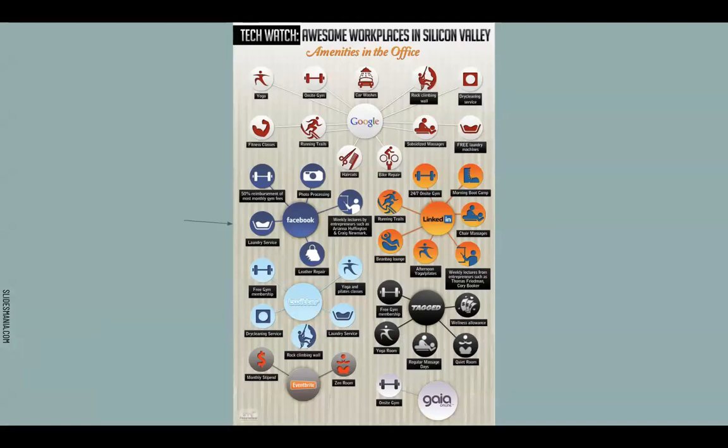This is just an example of some tech companies and what they offer. Some have gyms. Facebook has a laundry service for its employees, massages, and haircuts, to keep the workers in and keep them happy. Okay, and then the next slide.